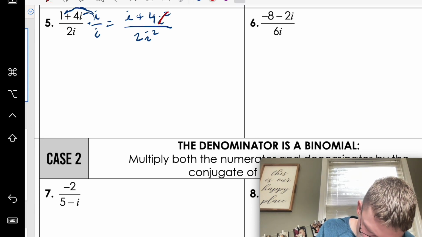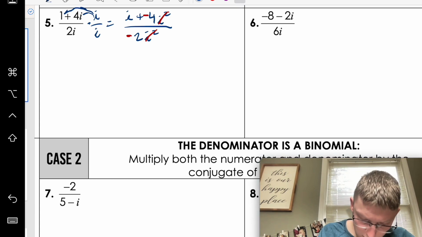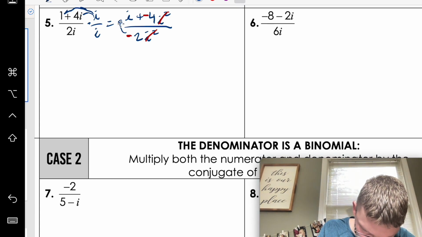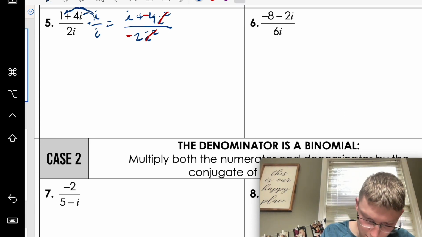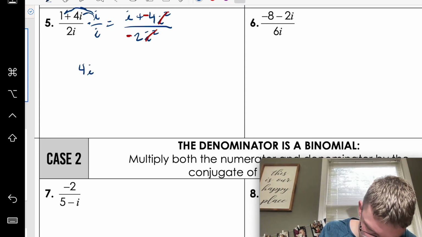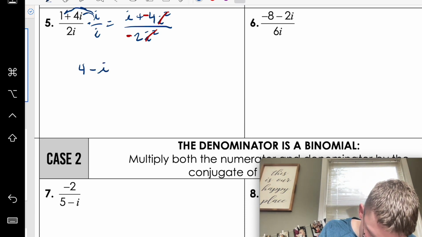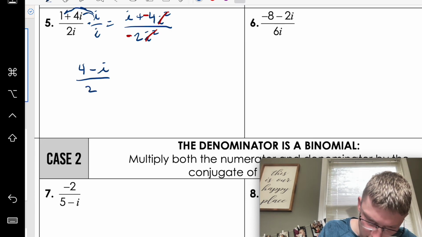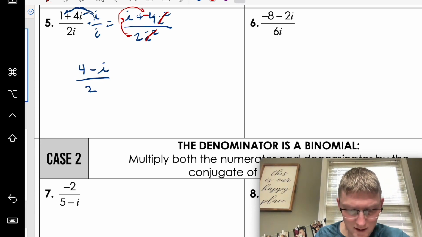So my i squared is going to change the sign here. My i squared is going to change my sign in the denominator. So what we have left over is, I'm going to put this negative sign up there, which would mean I'd have to distribute to both numbers, just because it's a little weird down there at the denominator. So we're going to have a positive 4, minus i over 2. And again, this negative sign I put up to both of these, and that's why the sign switched.